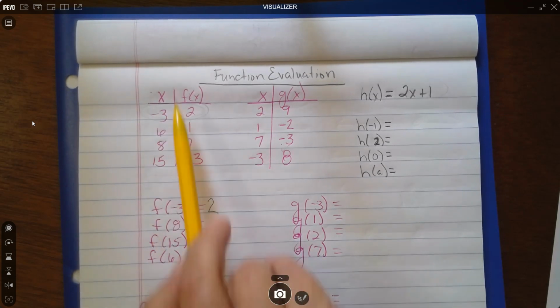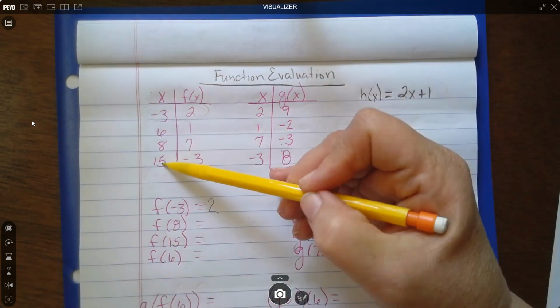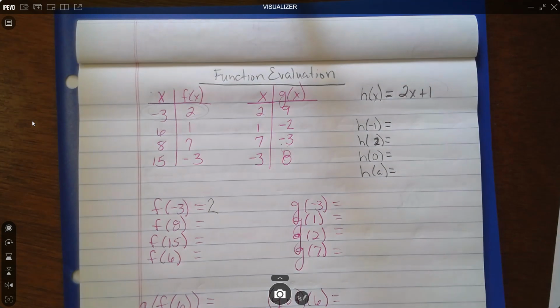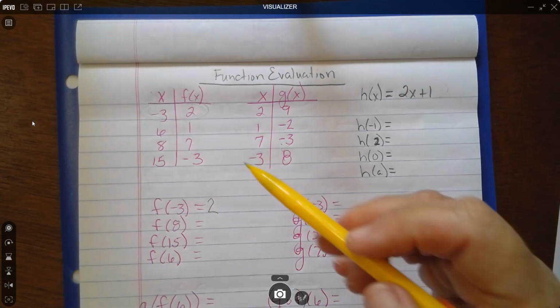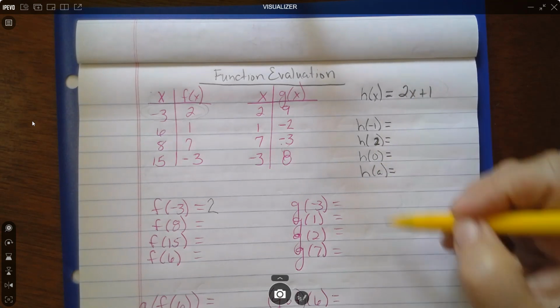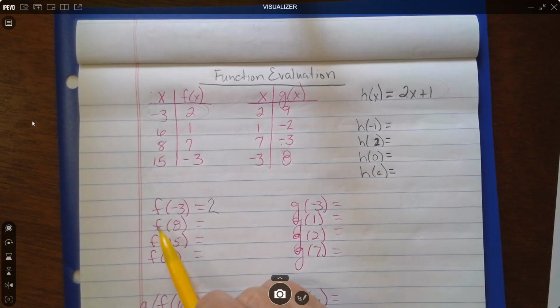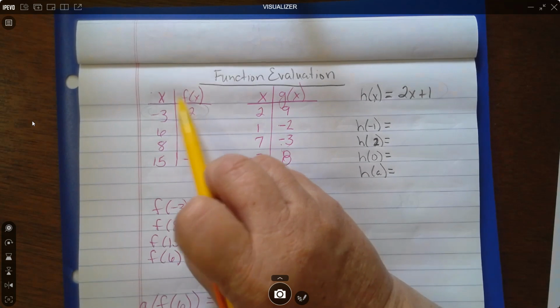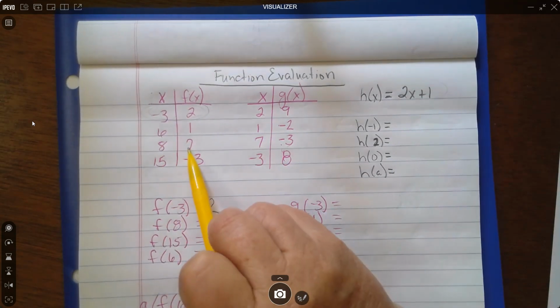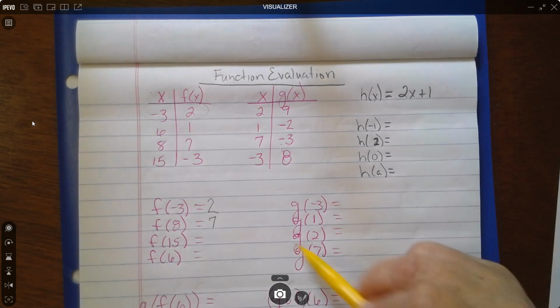So when I have a table, all I can do is ask you to evaluate these x values. I can't ask you to do any other x values. But when I have an equation, I can do this forever. I can plug in all kinds of different x values. Let's do one more from the table. This says when the x value is 8 of the f function, what's my y value? So here's the f function. When the x value is 8, what's the y value? That's 7.